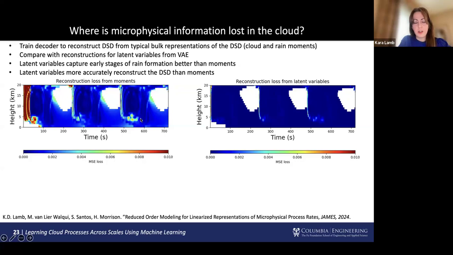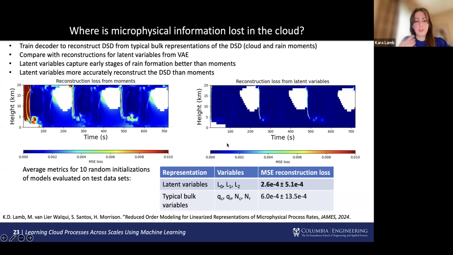And this is something that I think is consistent with what we already knew about some of the limitations of these 2-moment bulk representations for collision coalescence. But we do see that the latent variables do a better job of accurately reconstructing these early stages of rain formation. Then looking across all of the droplet size distributions in our independent test data set, and also averaging metrics for 10 random initializations, we find that overall the latent variables do about 2.5 times better at reconstructing the droplet size distributions than the typical bulk variables in terms of moments.